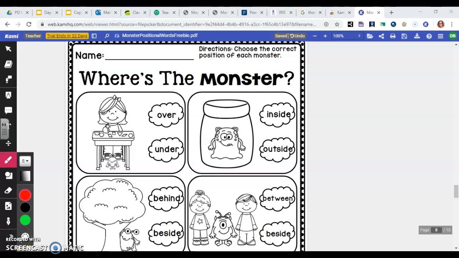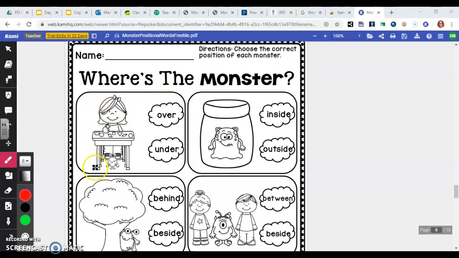All right, everybody, we're doing a lesson today on positional words. Those are words that show a position of an object. Words like up, down, next to, beside, inside, outside, between, those kind of words. So the show we're doing today is called Where's the Monster? We're going to find the monster in this one.